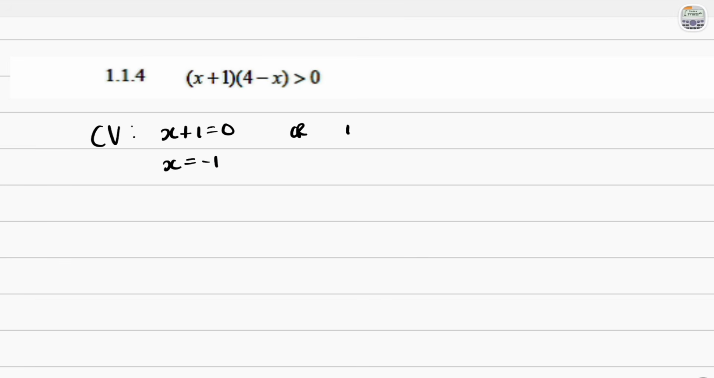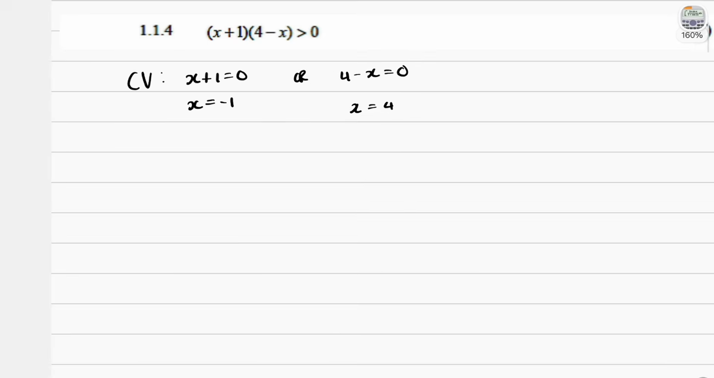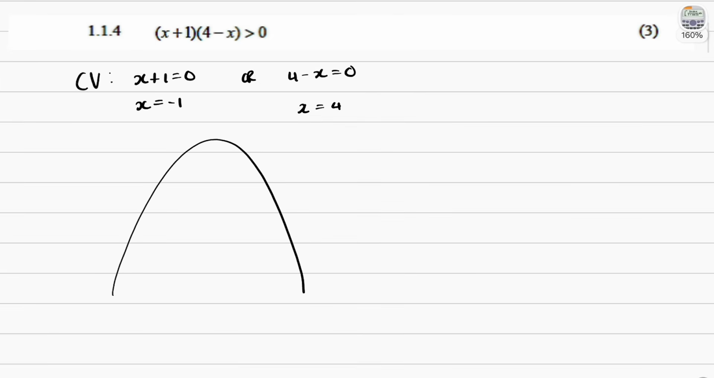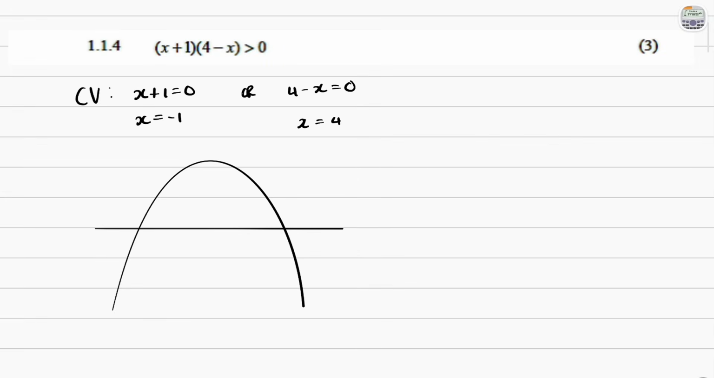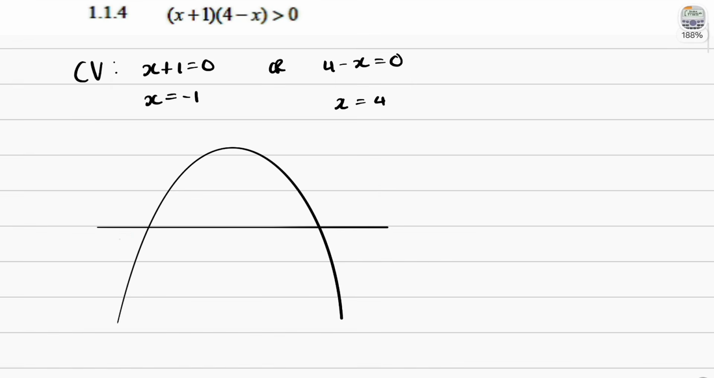And here, if you set 4 minus x equal to 0, and you transpose the x, you see that it just becomes positive, so x is equal to 4. Okay, so these are our critical values, and we know it forms a concave down parabola. If we look at it like this, we're just going to have -1 and 4.